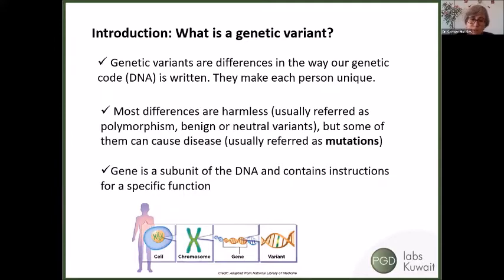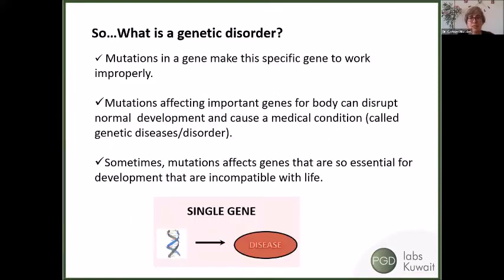I also want to introduce the concept of a gene. This genetic material is divided into thousands of subunits that are called genes, and these subunits have instructions for a specific function of our body. Mutations that affect a specific gene make this gene not work properly. If these mutations affect very important genes for our body, they can disrupt the normal development and function of the body and cause a medical condition. This is what we call a genetic disease or a genetic disorder.